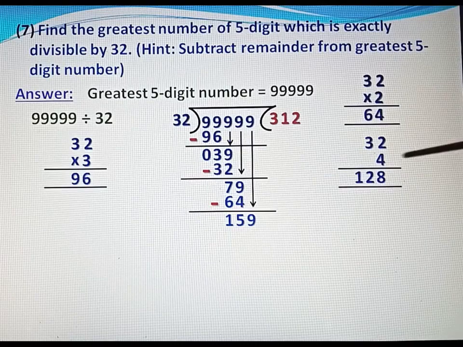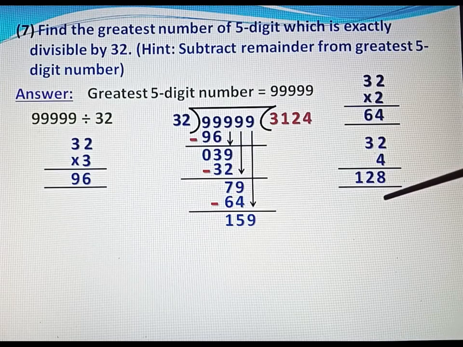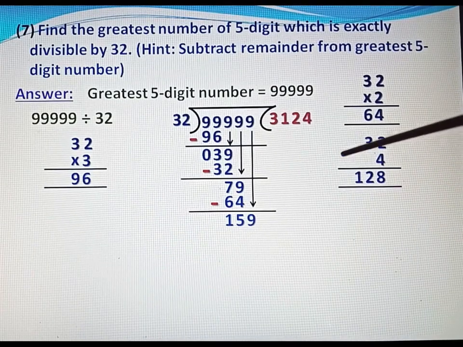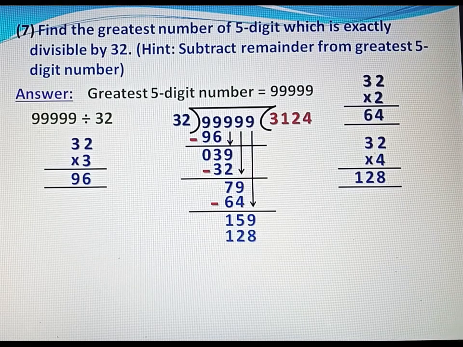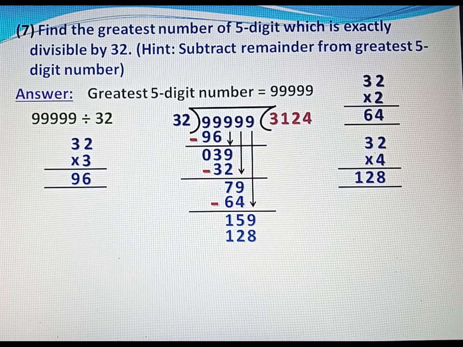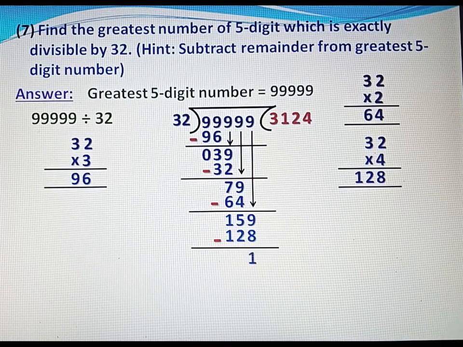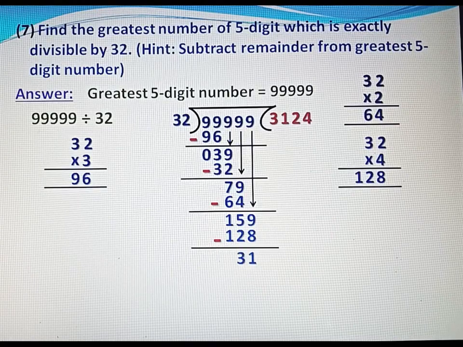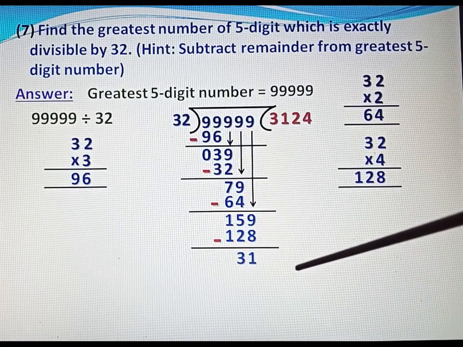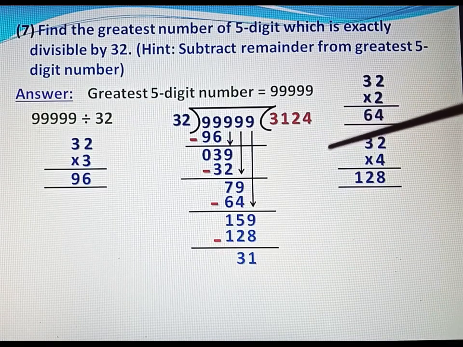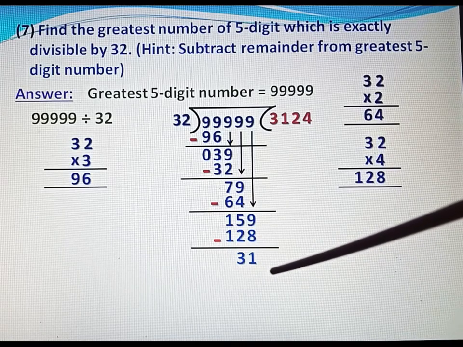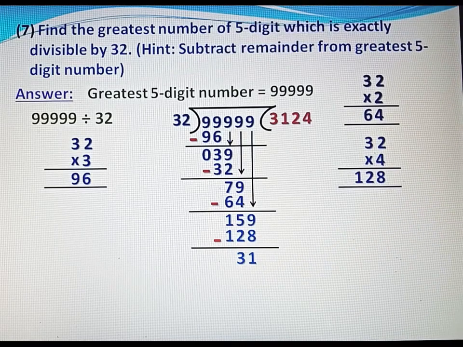See, 32 multiply 4, that is 4 2 ja 8, 4 3 ja 12. So we will multiply 32 by 4. 32 multiply 4, that is 128, and then we will do subtraction. You can easily subtract. See, 9 minus 8, 1, 5 minus 2, 3. Hence 31 is the remainder and the quotient is 3124. Now we will subtract this 31 from the greatest 5-digit number.